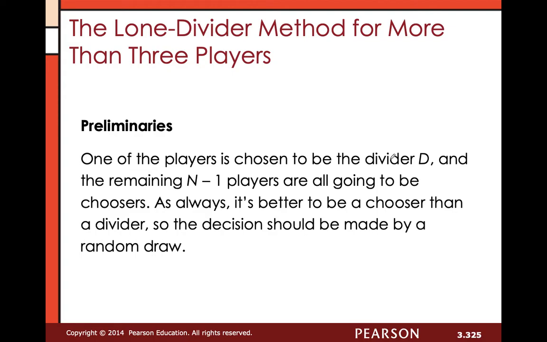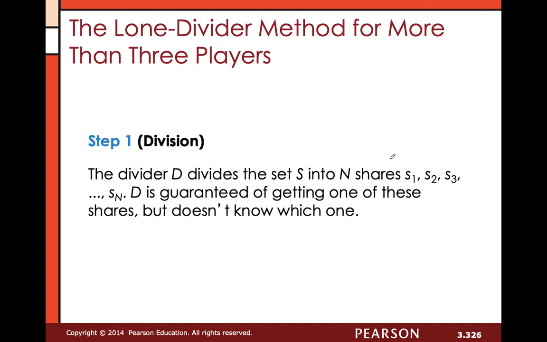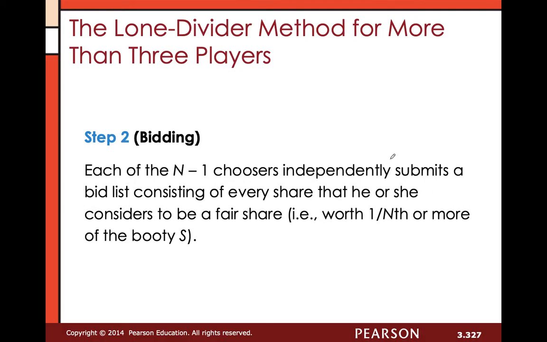So the preliminary is much the same. One of the players is going to be the divider. The remaining n-1 players are all going to be choosers. As always, better to be a chooser than a divider, so the decision should be made by a random draw. All right, so the divider D is going to divide our set S into n shares, where D is guaranteed of getting one of those shares but doesn't know which one. Hence, D is probably going to divide those as evenly as possible.